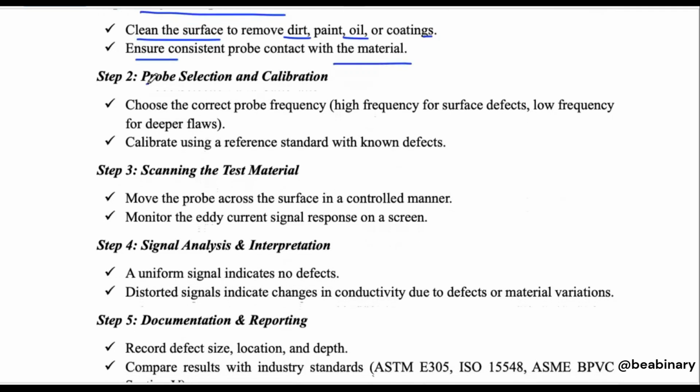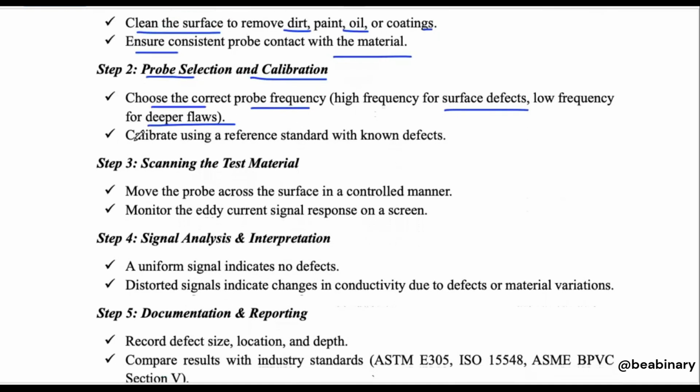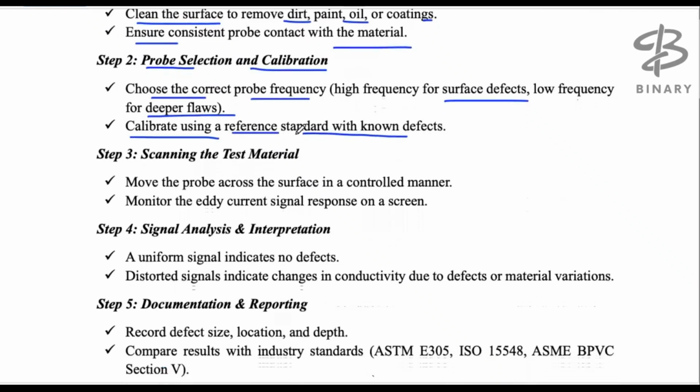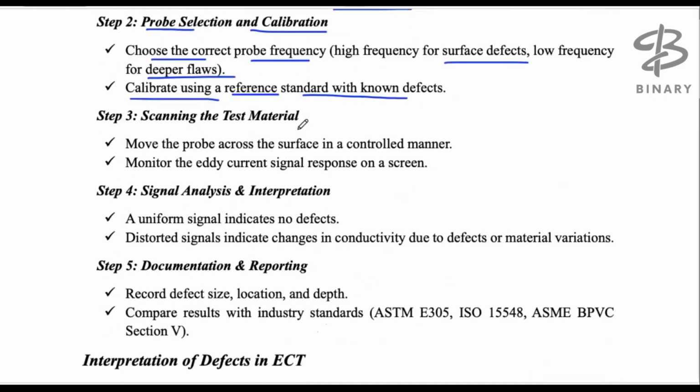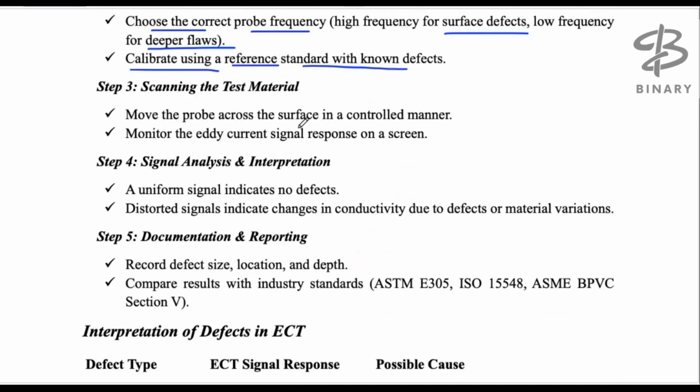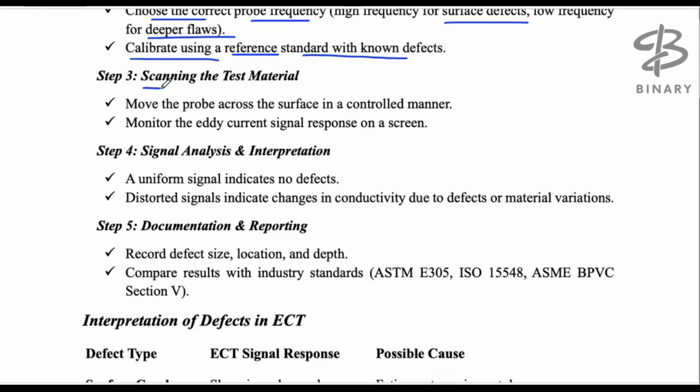The second step is probe selection and calibration. Choose the correct probe frequency: high frequency for surface defects, low frequency for deeper flaws. Calibrate using a reference standard with known defects. We must first calibrate the probe with the standard known defects so that we can have an idea. The third step is scanning the test material.